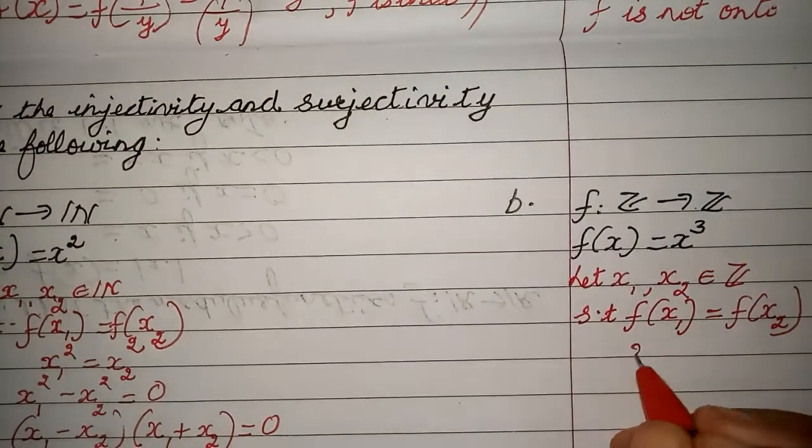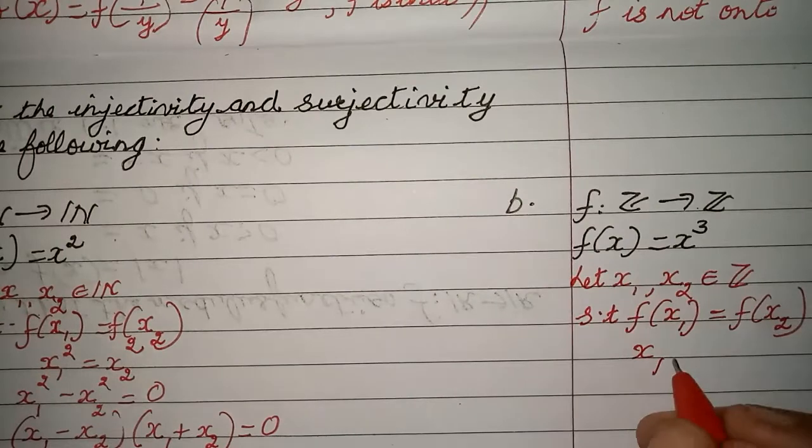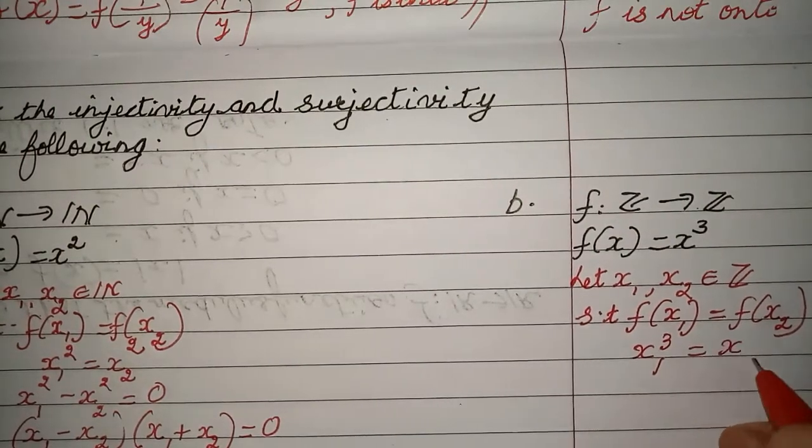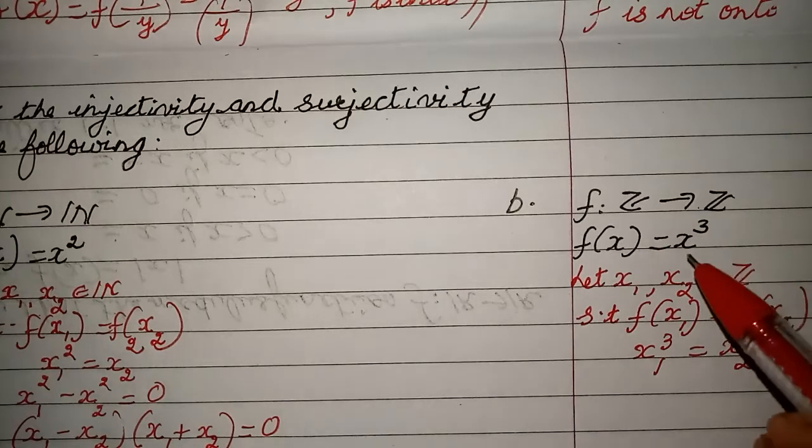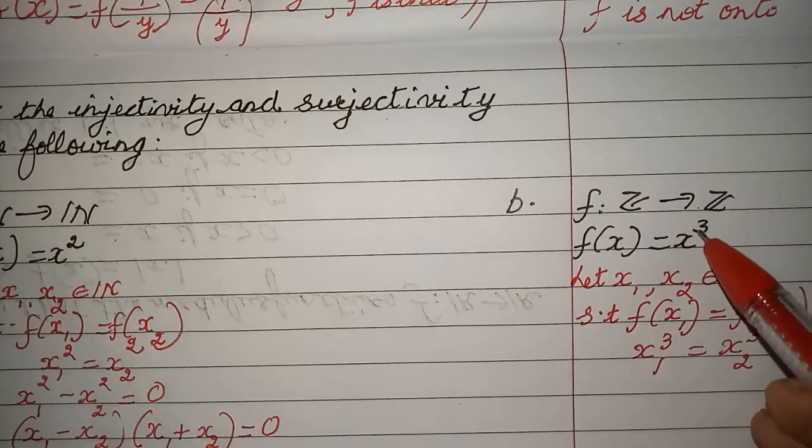Right, so that means by definition f of x is x cube, so x1 will become x1 cube, x2 will become x2 cube. Now here children, we have the domain and the codomain as integers, and on top of it you are having a function which is having an odd power, right?